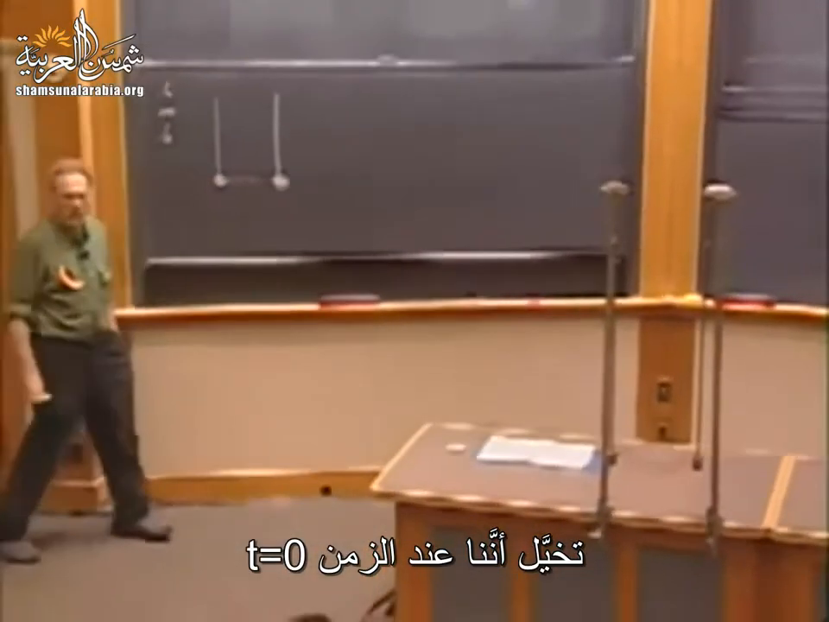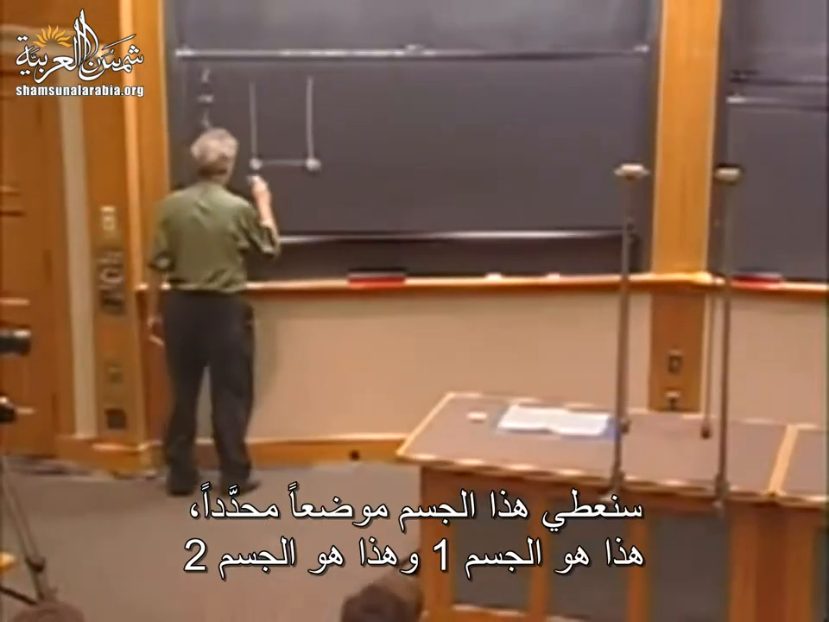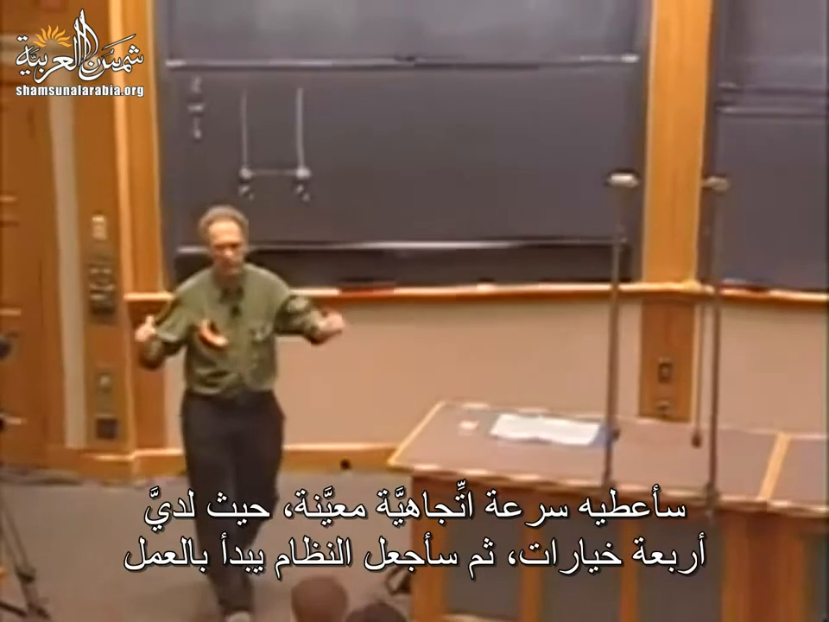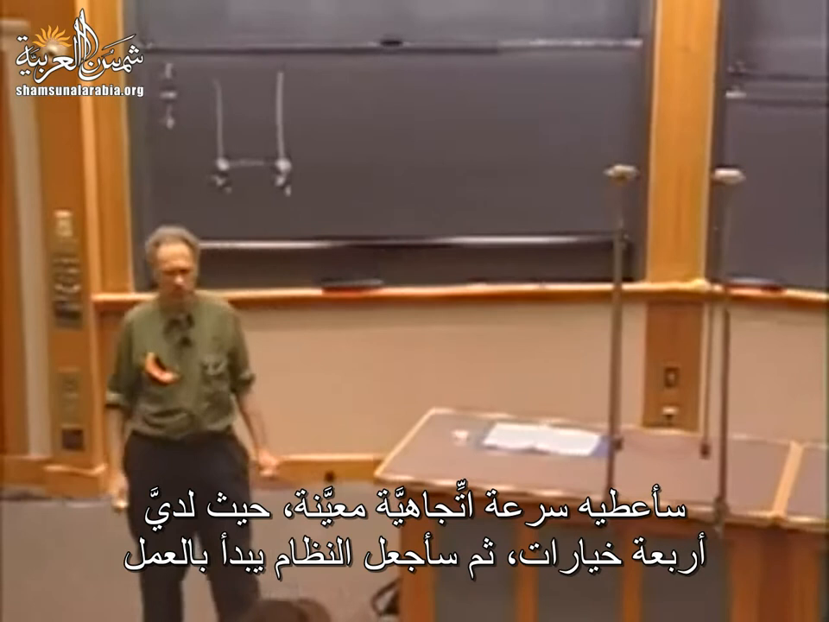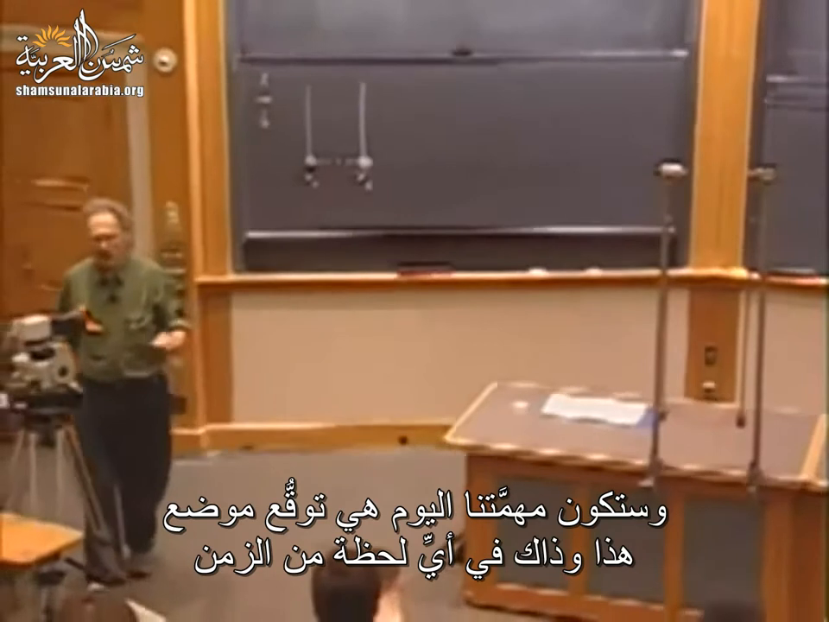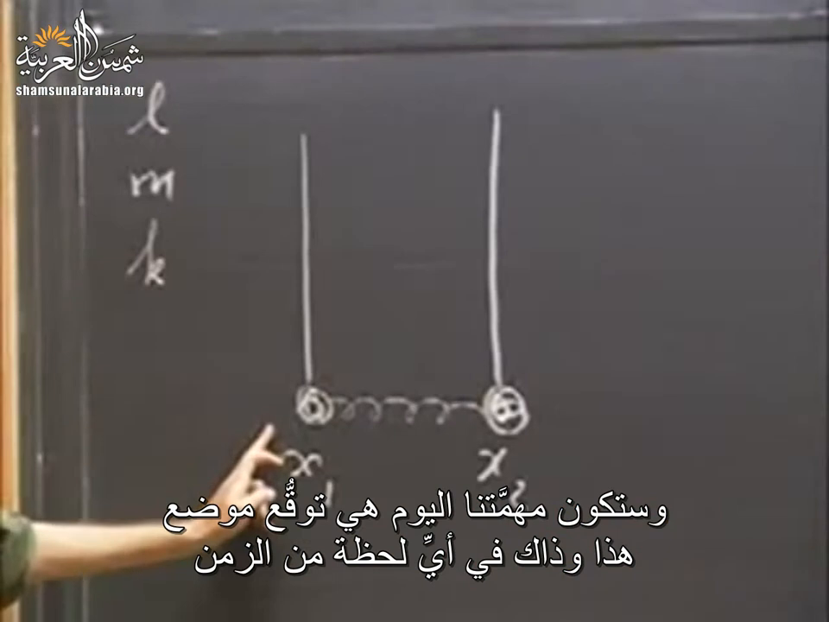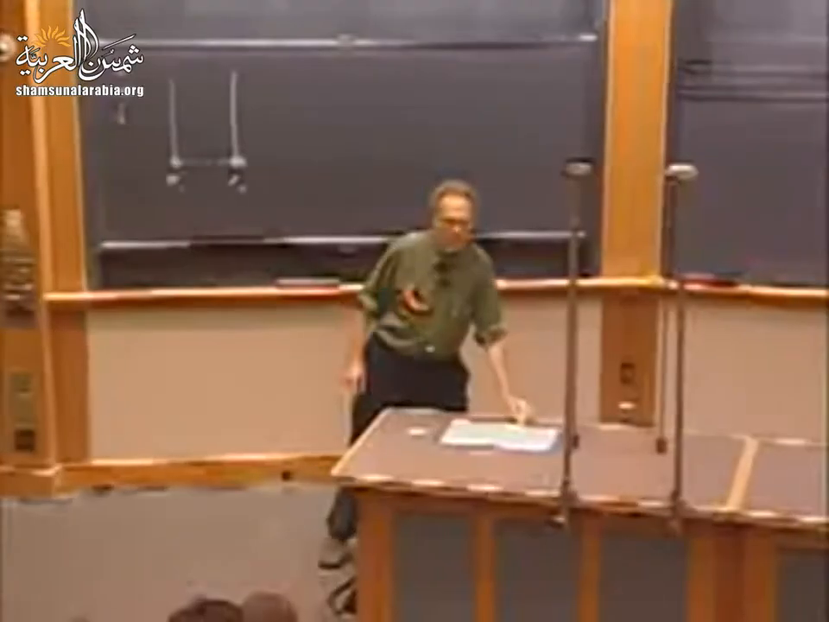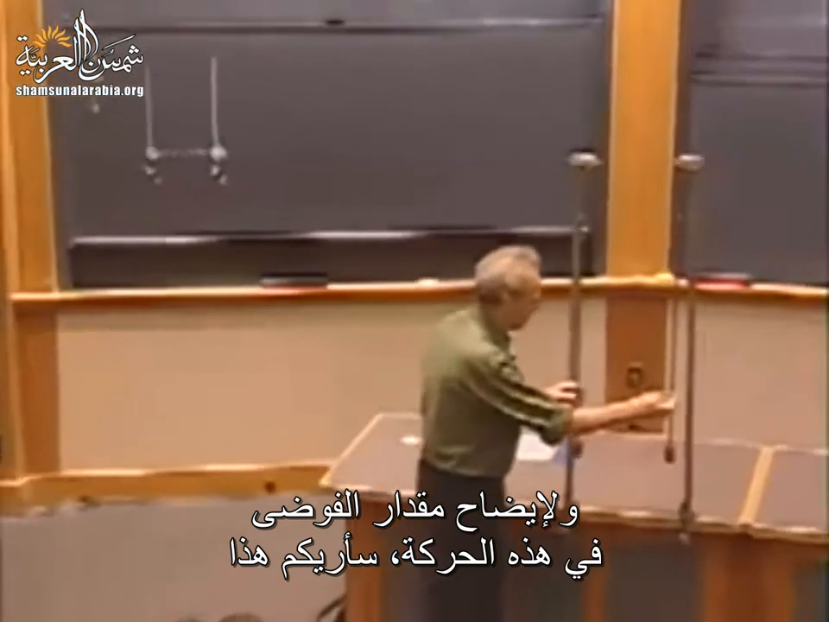Imagine now at time t equals 0 that I give this object, which I call object number 1, and this is object number 2, a certain position and a certain velocity, so I have 4 choices, and I let the system go. What you're going to see is something extremely chaotic, and our task today is to predict what the position of this one is at any moment in time, and what the position of that one is at any moment in time. And to show you how chaotic that motion is, I will just show you this.